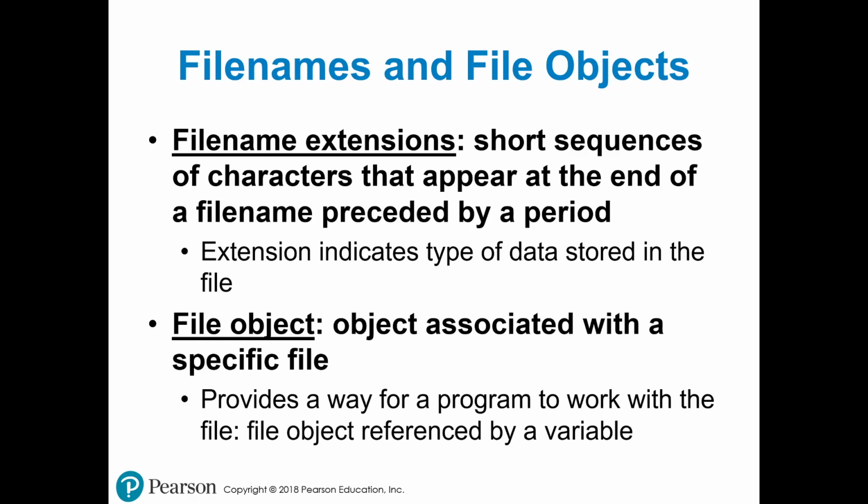So file name extensions. If you're a Windows person, depending on how you have your Explorer set up, you could see or you cannot see file extensions. But you should be aware that every file in Windows, and Macs too for the most part these days, has what's called a file extension. A file extension is a short sequence of characters that appear at the end of a file name preceded by a period. So for example, if you have a text file, it'll be whatever my file is, .txt, and the extension indicates the type of data stored in the file.